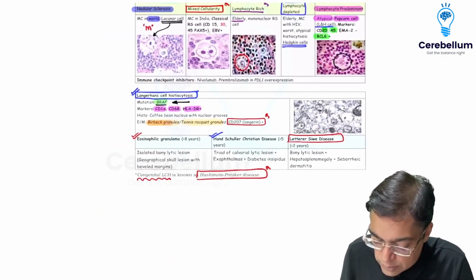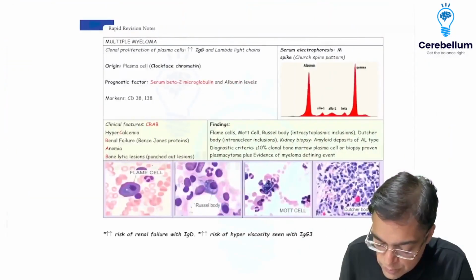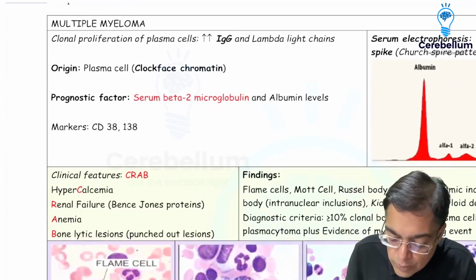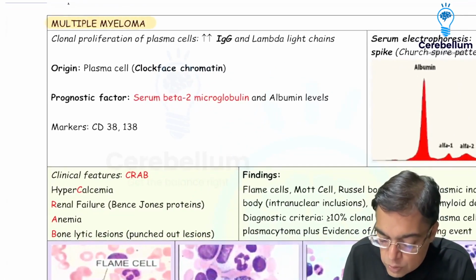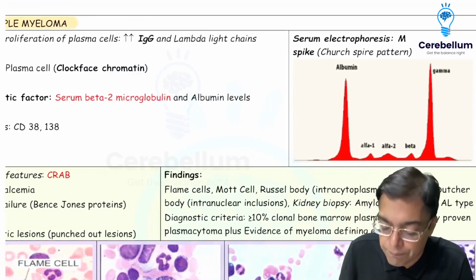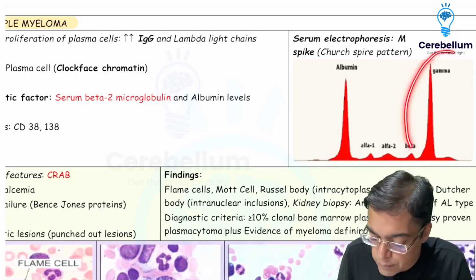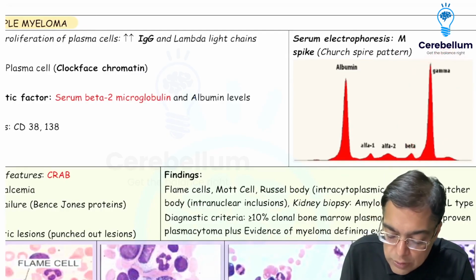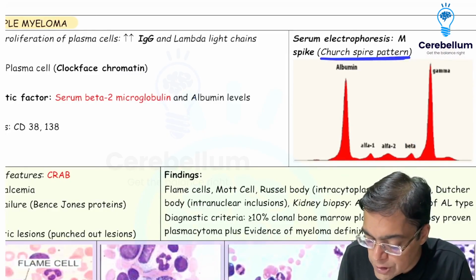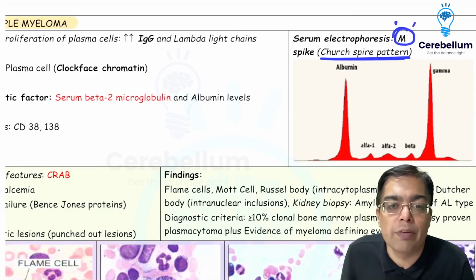So that's about the discussion of Langerhans cell histiocytosis. Now, having a word about multiple myeloma, even though presuming that it could have been covered with you in orthopedics as well, multiple myeloma is a clonal proliferation of the plasma cells, because of which the patients are going to be having in the serum protein electrophoresis the presence of a spike pattern in the gamma globulin area. That's what is going to be given the name of a church spire pattern. This kind of a peak is what is going to be given the name of an M spike.